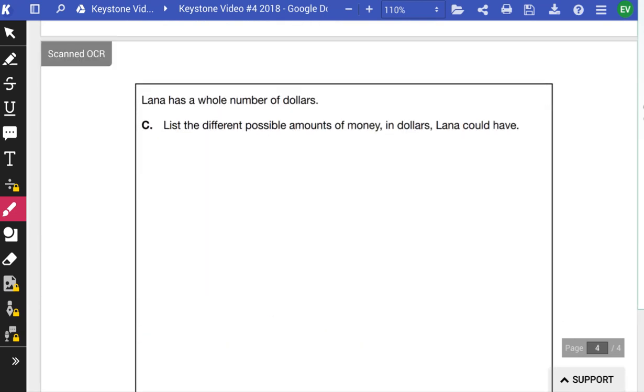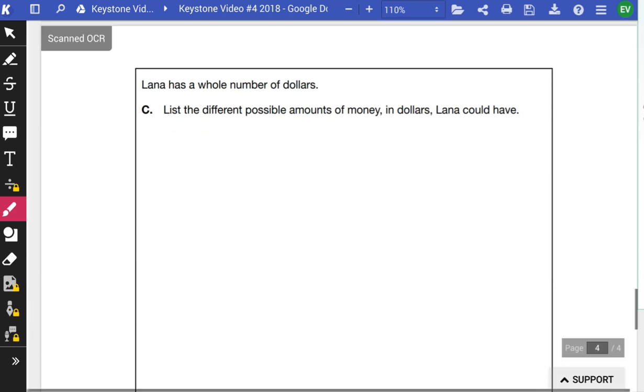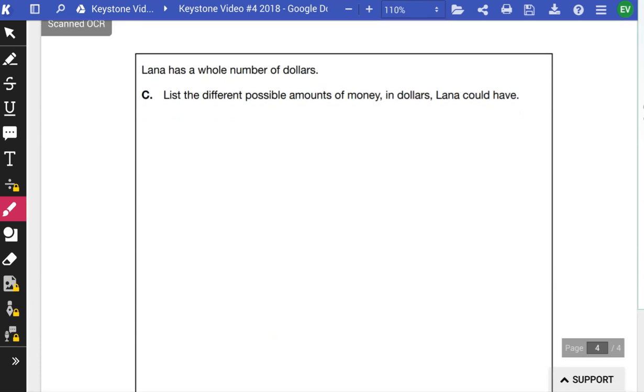So Lana has a whole number of dollars. So list the different possible amounts of money in dollars Lana could have. So remember, Lana could have anything between 17 and 26. So list the different possible amounts of money Lana could have.